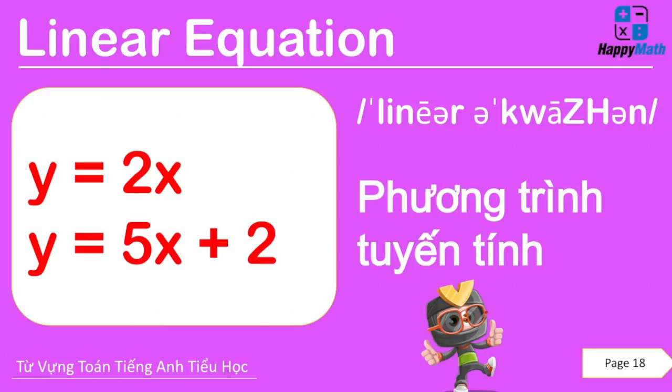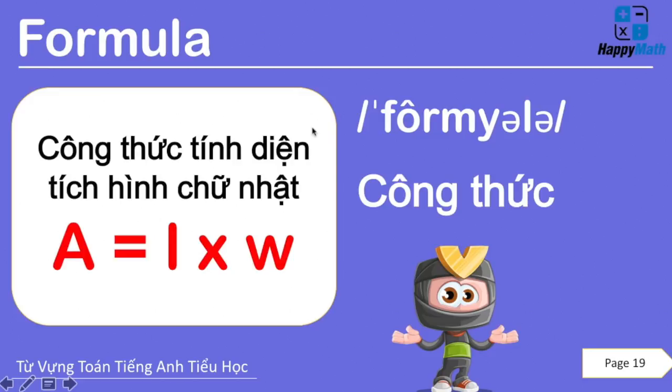Linear equation. A linear equation means the power of the variable in the equation is always equal to 1. Here is one example of a linear equation, and here is another example of a non-linear equation. It is a quadratic equation. Quadratic equation. Formula.